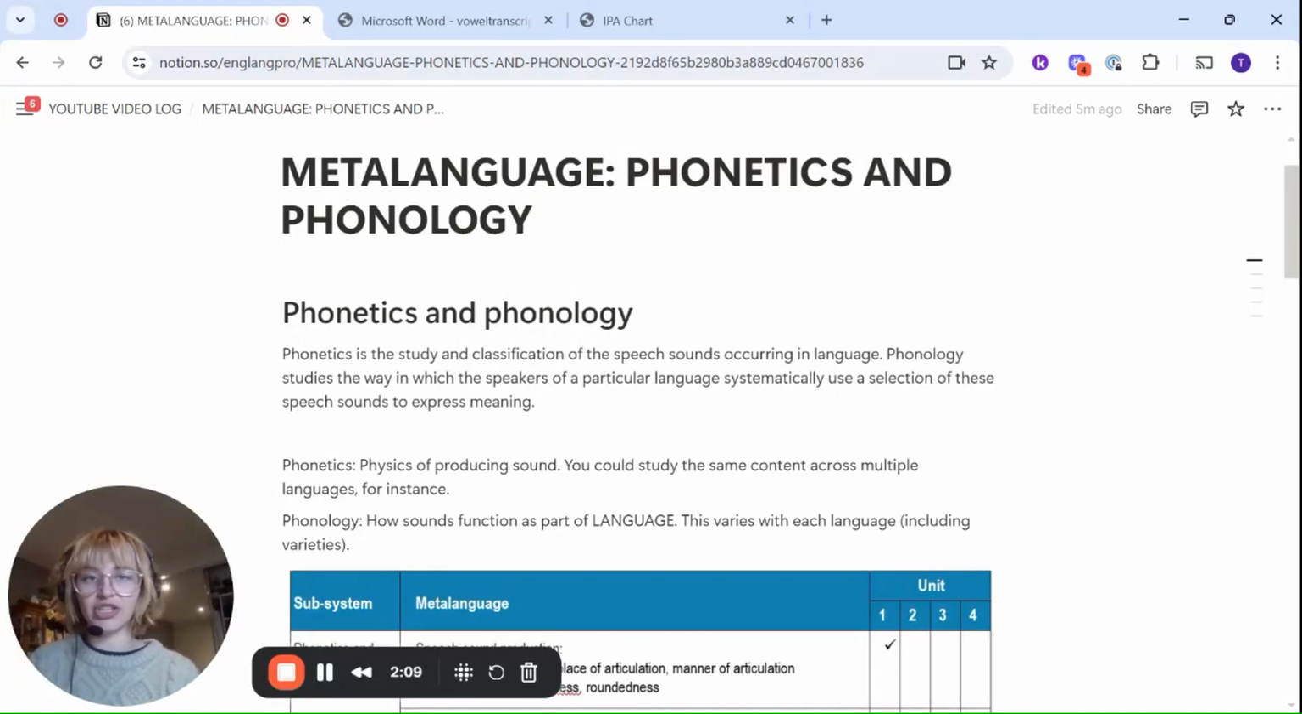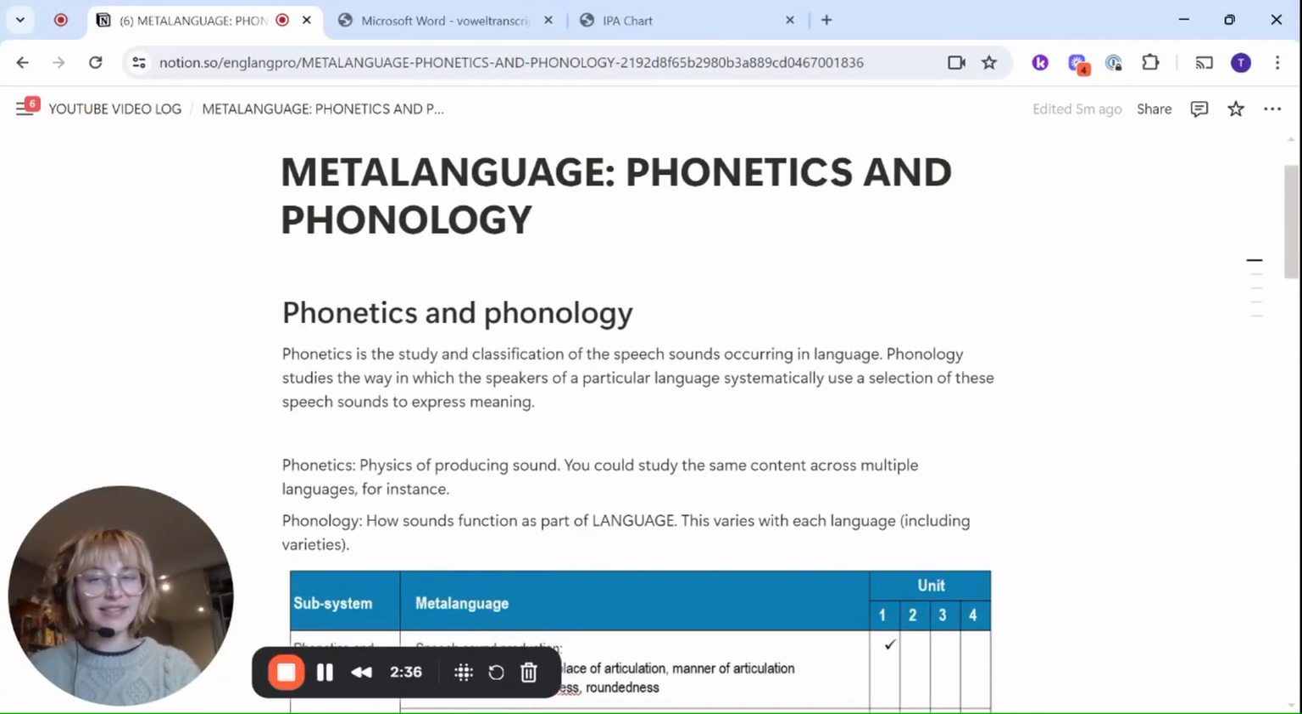Phonetics and phonology is going to be the first subsystem that we cover, and I'm really excited to get into it because, like I said, this is the real grit work of English language. Once you've got this down, and for those of you in year 10, year 11, it comes up a lot again in year 12. It's vital that you know your metalanguage inside and out to do well on your final exam. So better start early. Let's get into phonetics and phonology.